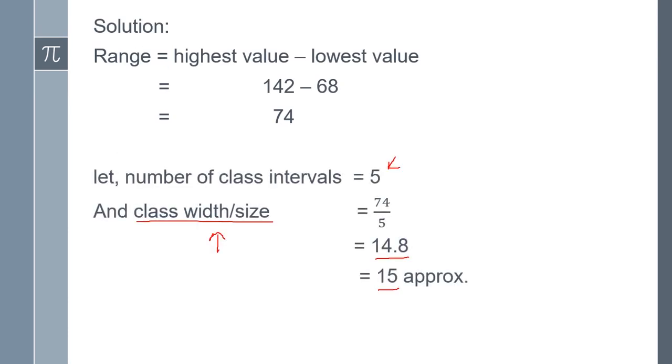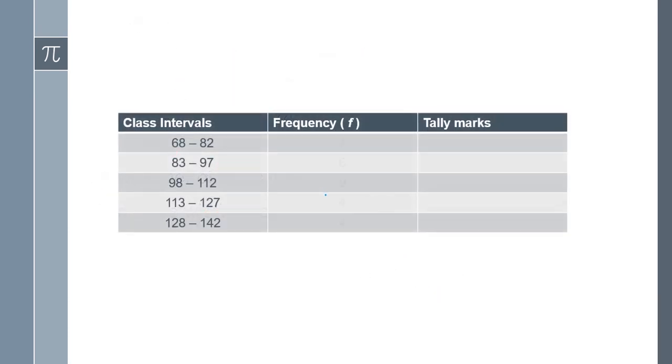So frequency for that class interval is 7. Similarly, in the range 83 to 97, you count the data points and the number will be 6. Similarly, for the range 98 to 112 we have data points total which are in number 9. Similarly for 113 to 127 we have 4 data points that lie in that range, and 128 to 142 we have 4 data points that lie in that range.